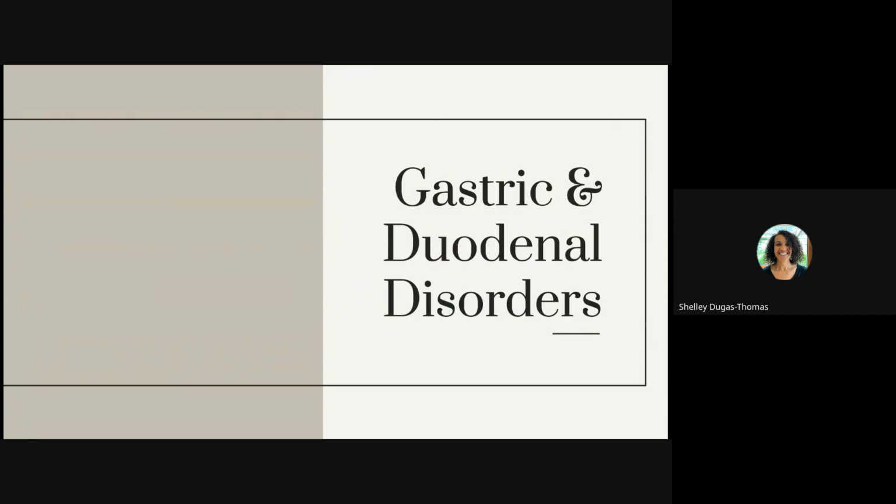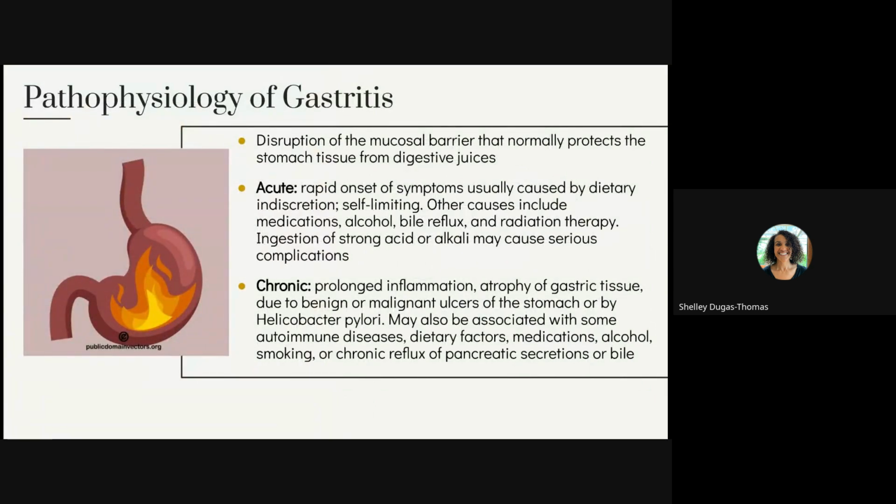So let's jump right in. We're going to start with gastric and duodenal disorders. So gastritis is the inflammation of the stomach lining caused by the breakdown of its protective mucosal barrier, exposing tissue to digestive acids. Acute gastritis develops suddenly and often resolves on its own.